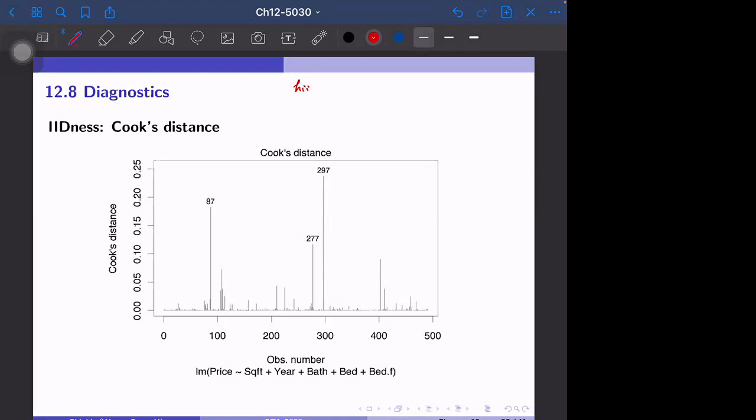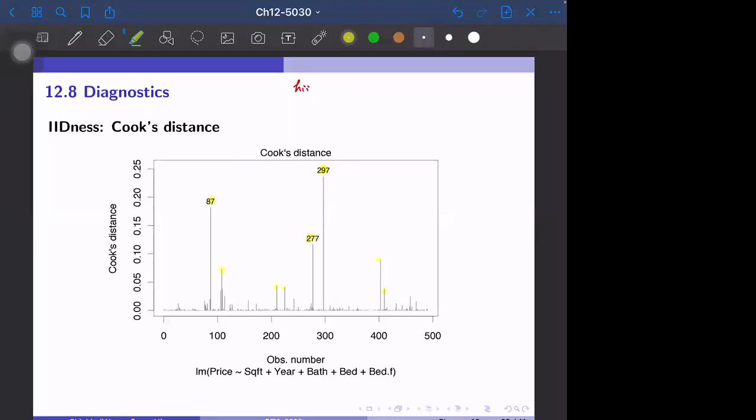Okay, so this is some realistic data with 500 observations, and you can see the Cook's distance is larger for these observations. So that means even though we have 500 observations, a few observations play a primary role in determining the regression line. So the largest one is 0.25.